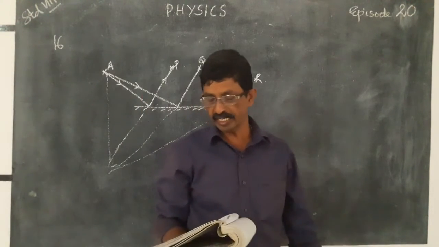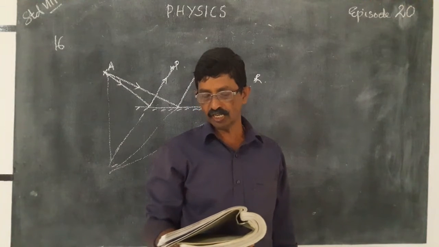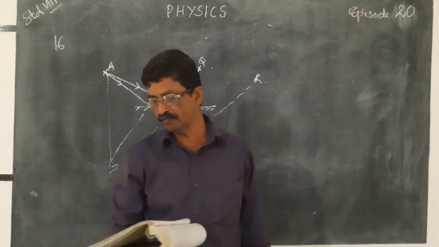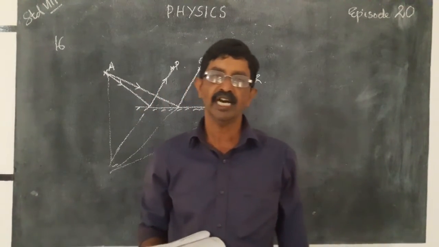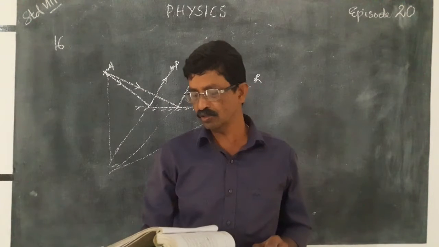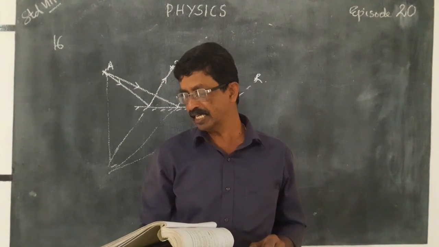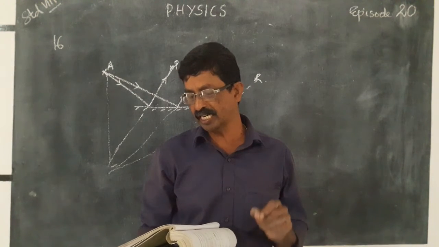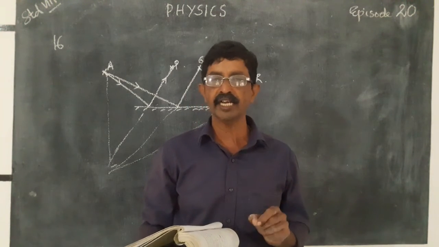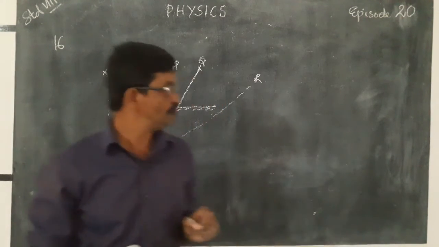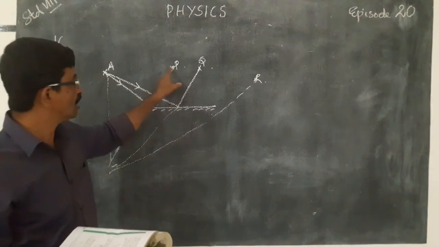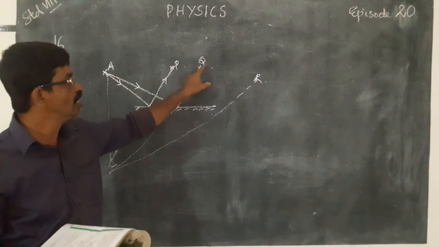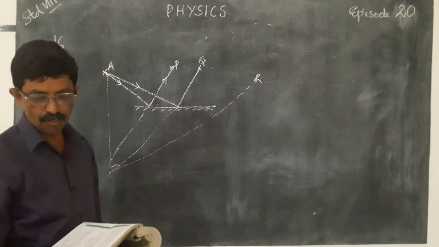Bucho stands at A just on the side of the plane mirror. Can he see himself in the mirror? The answer to that question is no. Also, can he see the image of the object situated at P, Q and R? The image of the object situated at P and Q he can see, but the object at R he cannot see.